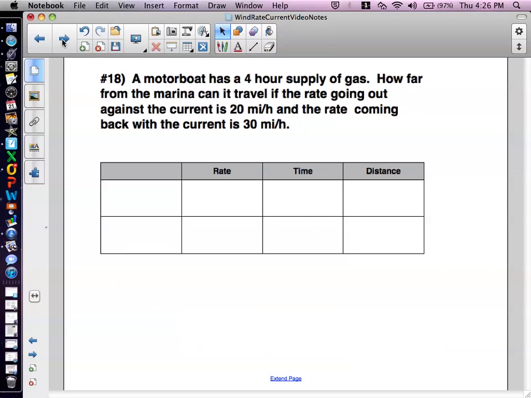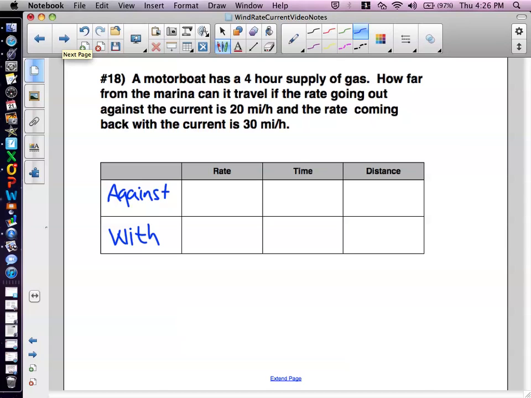Number 18 is slightly different, but it's still the same logic. A motorboat has a 4-hour supply of gas. How far from the marina can it travel if the rate going out against the current is 20 miles per hour and the rate coming back with the current is 30 miles per hour? So once again, labeling the chart, against and with.